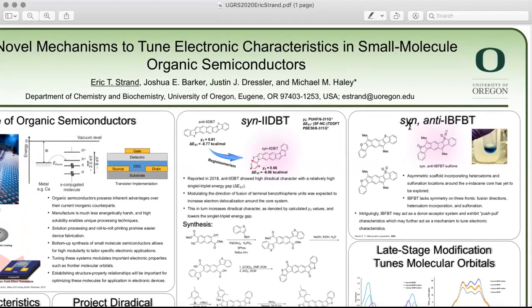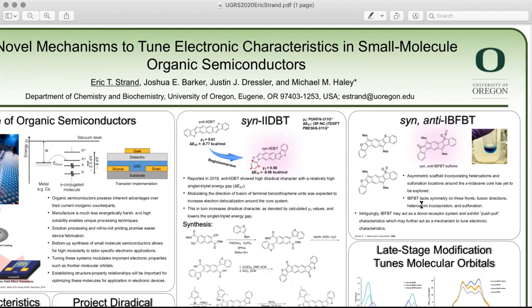So my next project and one of my thesis chapters was focusing on syn-anti-indaceno-benzofuran benzothiophene, or IBFBT as we call it. Now, IBFBT is pretty interesting because it is asymmetric, and this scaffold also incorporates s-indacene, which is a highly anti-aromatic compound. So not so much focusing on diradical character anymore, but more focusing on antiaromaticity as a potential benefit for organic semiconductors. Now, we incorporate heteroatoms and sulfonation locations around this s-indacene core, but in this specific moiety, it's not been explored.